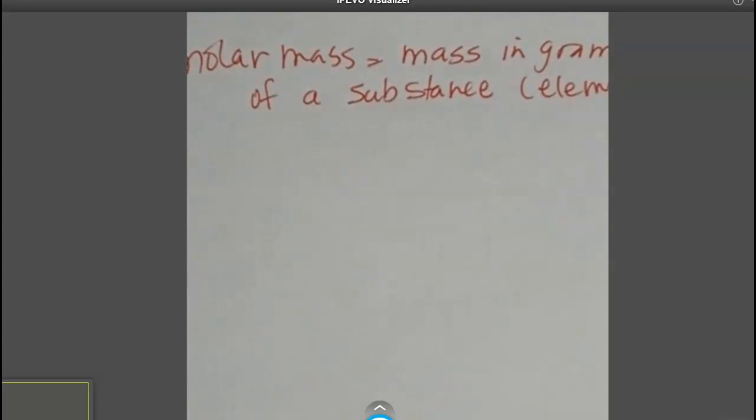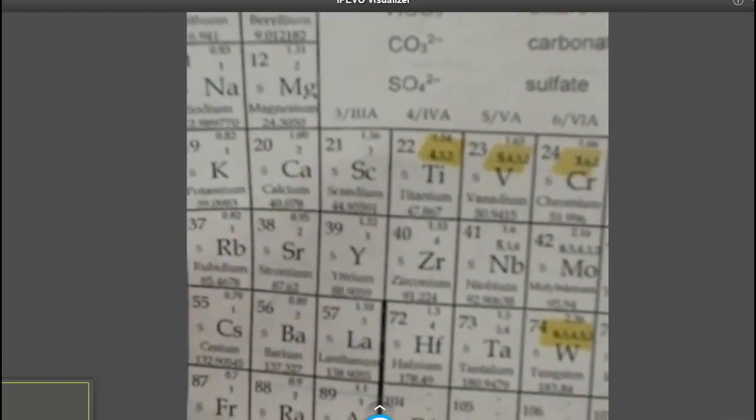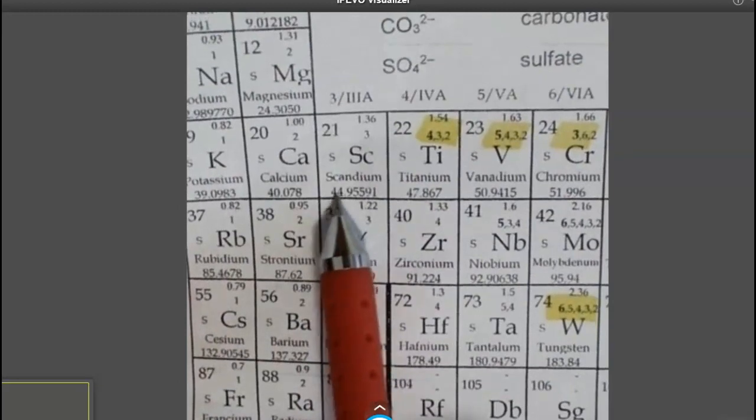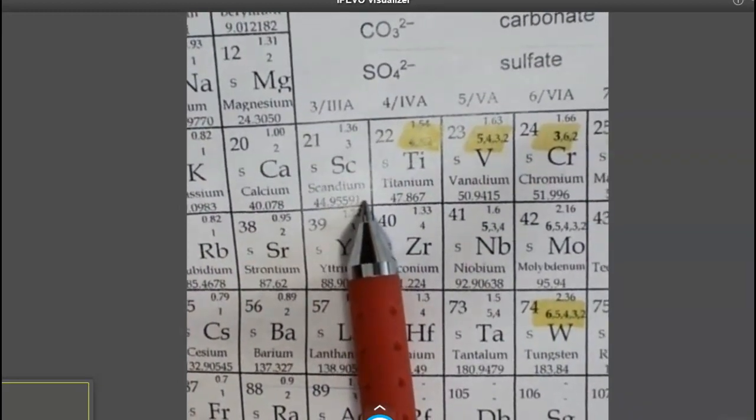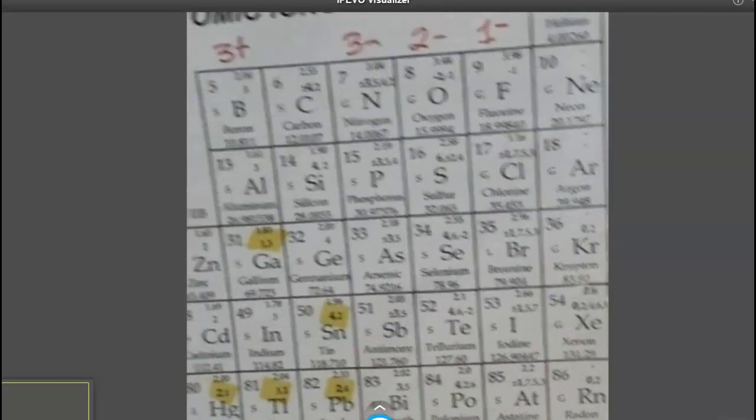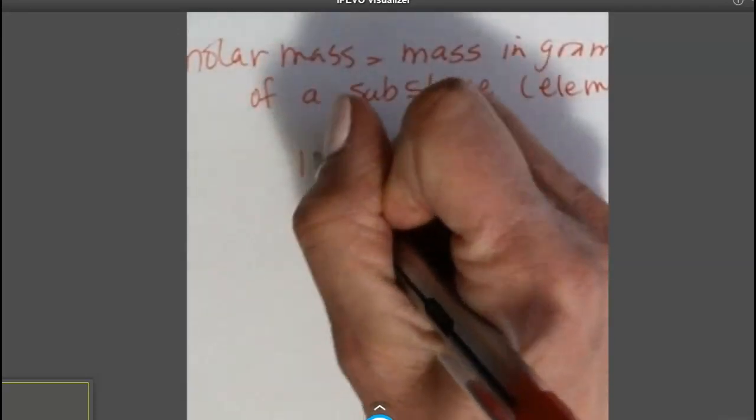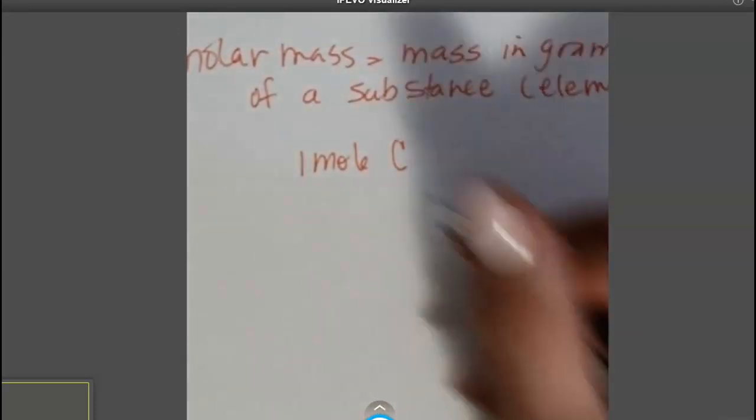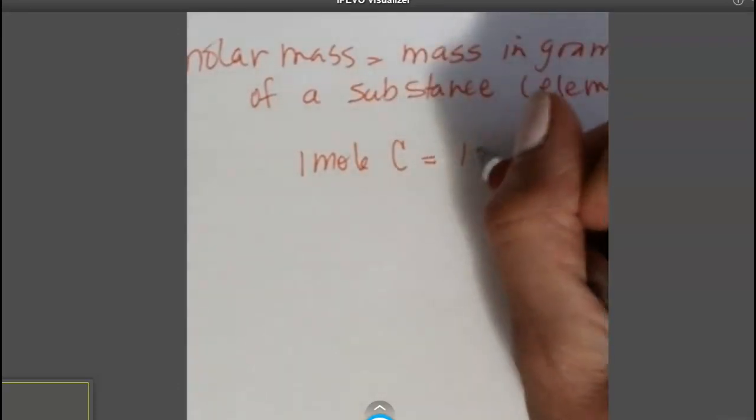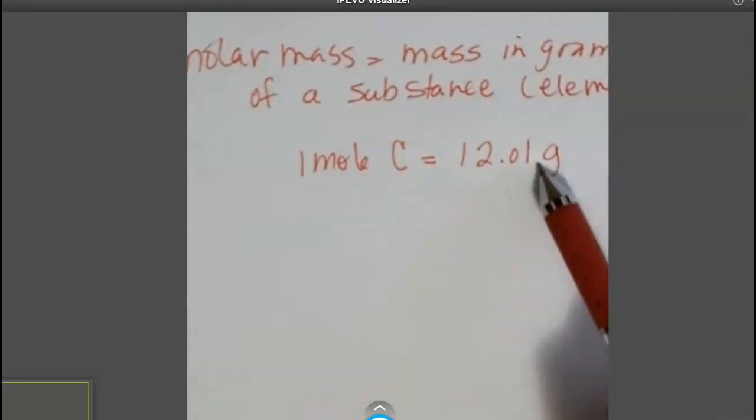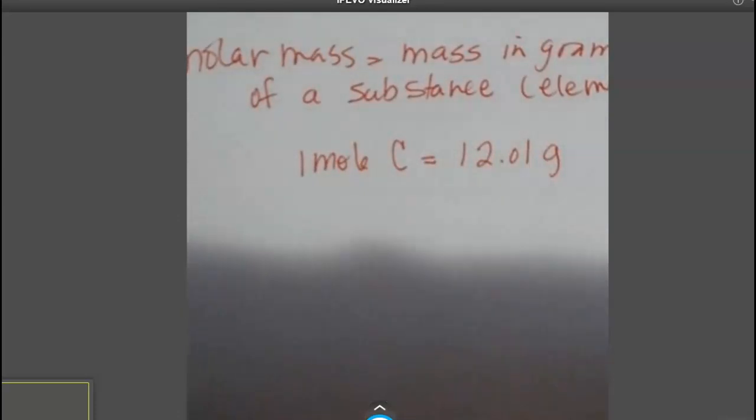Okay, so when it comes to the molar mass of a substance, let's start with elements. Molar mass of any element is found on your periodic table of elements. So the molar mass of any element is the atomic weight in grams. I'm going to use carbon as an example here. So for instance, 1 mole of carbon atoms has a mass in grams of 12.01 grams. This is the molar mass, the mass in grams of 1 mole of a substance.